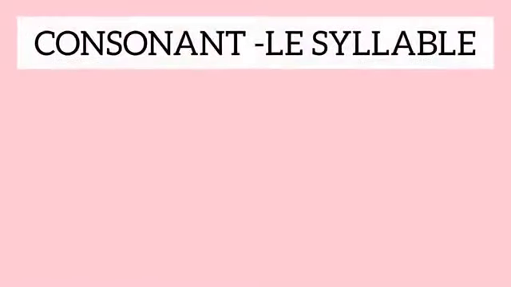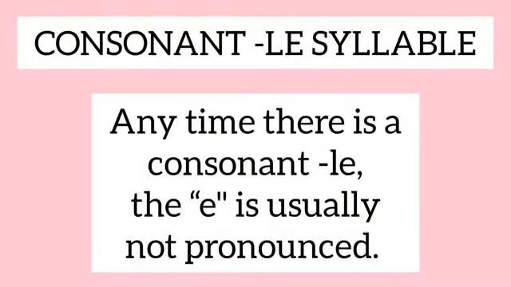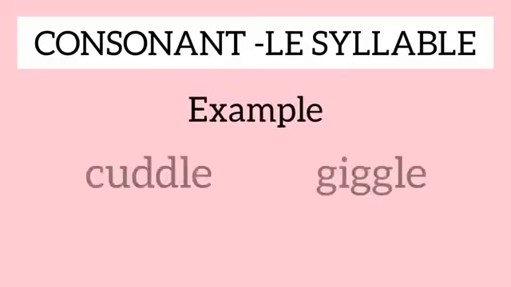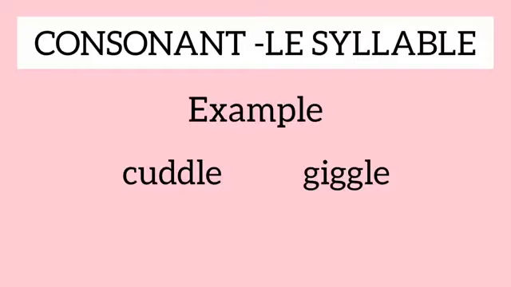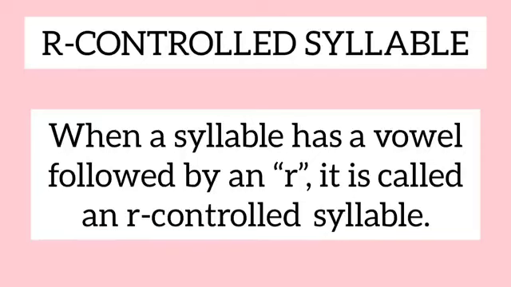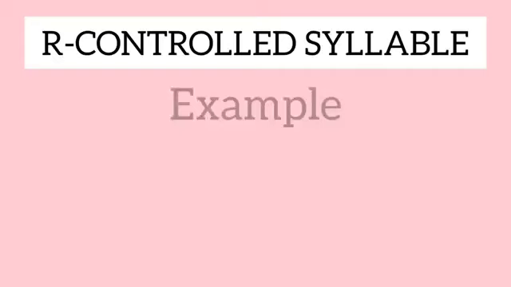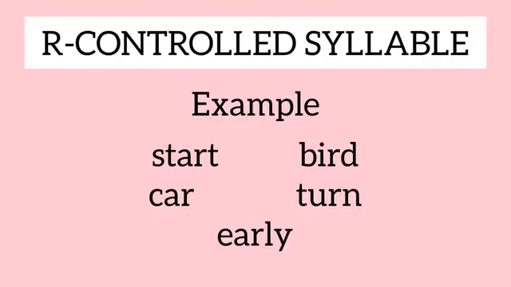The fifth type is consonant-LE syllable. Anytime there is a consonant-LE, the E is usually not pronounced. For example, the words cuddle and giggle. As you can hear, the E is not pronounced. The last type is the R-controlled syllable. When a syllable has a vowel followed by an R, it is called an R-controlled syllable. Take note, syllable and not word. The letter R is so strong in English that it totally controls the vowel sound so that it is no longer short. For example, the words start, car, bird, turn, early. As you can hear, the letter R dominates the sound of its syllables.